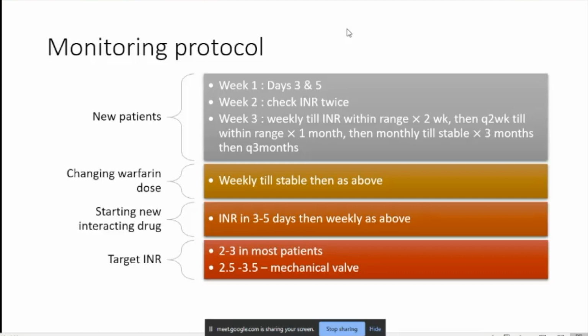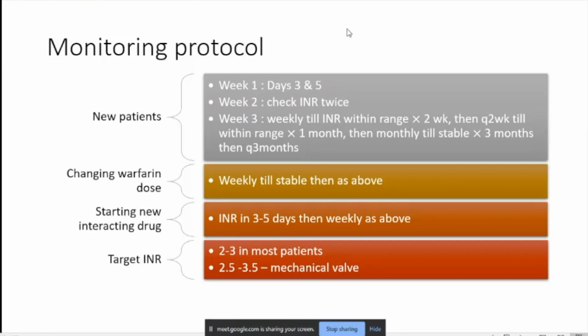If the patient is in the range for 1 month, now we go for monthly. So again, the patient is within the range. If it is monthly for 3 months, and the patient is still in the range for 3 months, then we do it every 3 months.